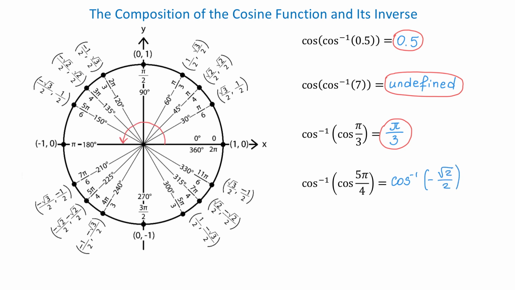Now, because the range of the inverse cosine function is any value from 0 to pi, to find the answer, we have to look at this interval. So, what angle exists in the interval from 0 to pi whose cosine value is negative square root of 2 over 2? On this interval, here we have a value of cosine that is negative square root of 2 over 2, and the angle is 3 pi over 4. So then we can say that inverse cosine of negative square root of 2 over 2 is 3 pi over 4.